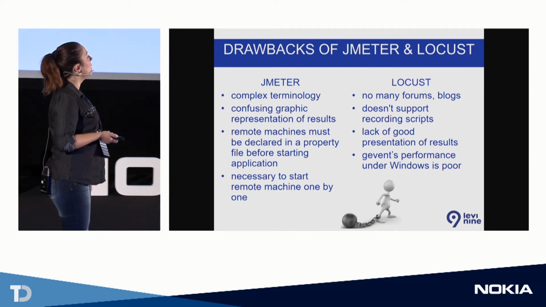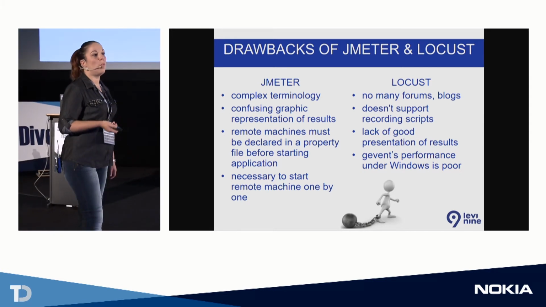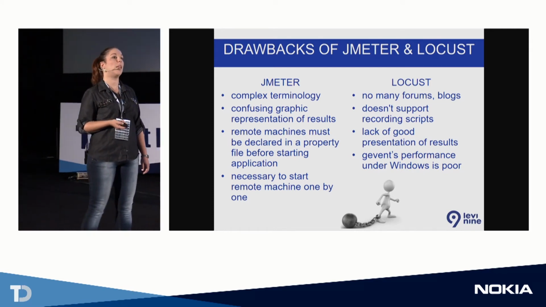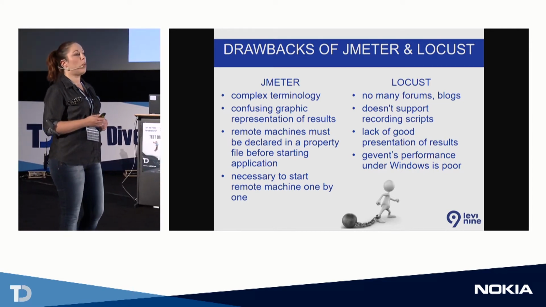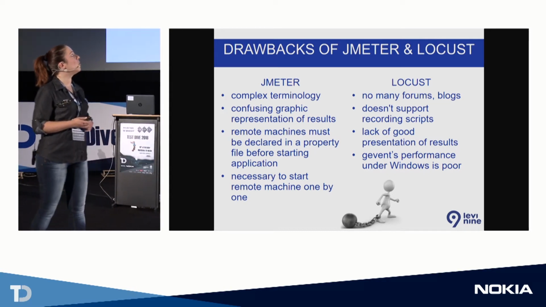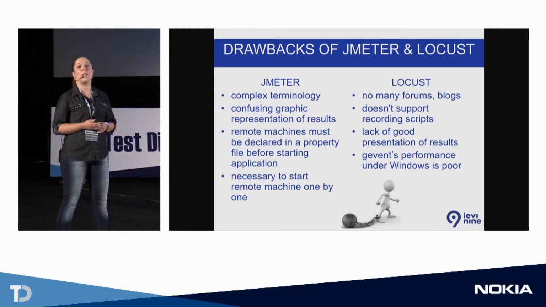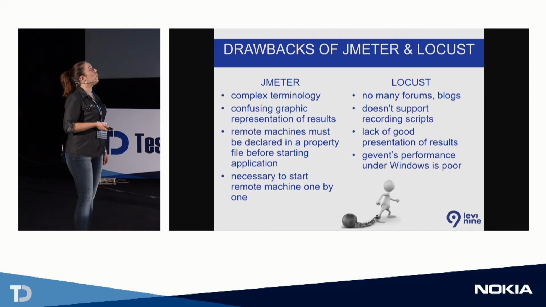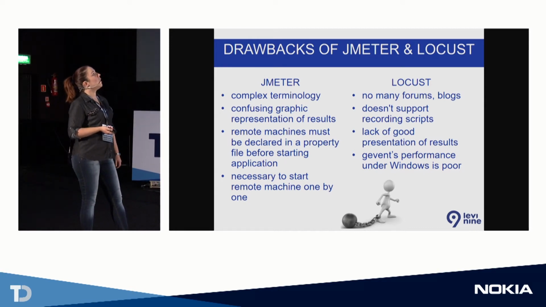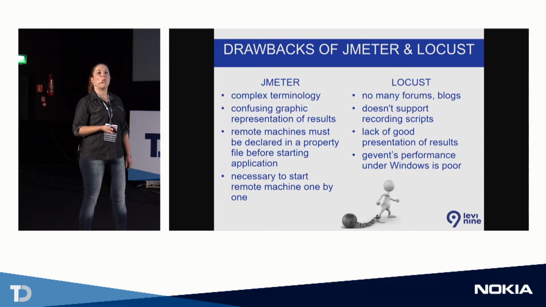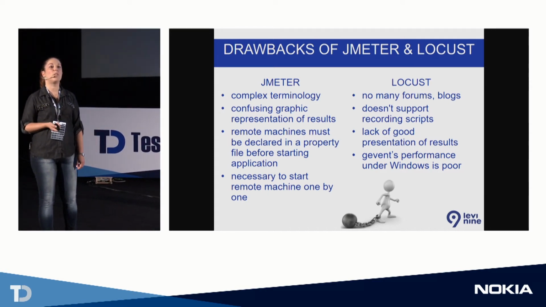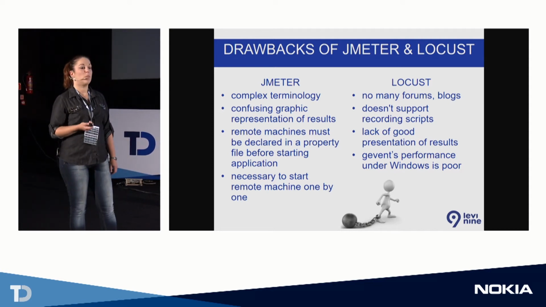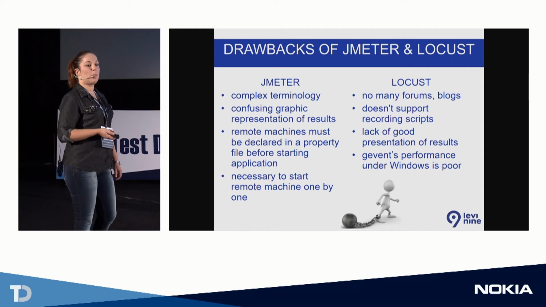For Locust, a very small community. JMeter has a large community, a lot of mailing lists, forums, blogs, a lot of documentation, but Locust has few forums and mailing lists, and weak documentation. Also, record scripting isn't supported. JMeter actually has supported record scripting.